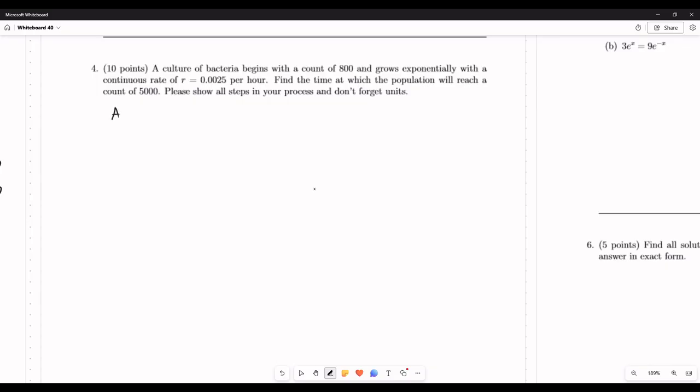So without further ado, we're going to use our model of exponential growth. It's continuous growth, so that means we're going to use A0 e to the power of rt. That's going to be the model that we're using, where A0 is the initial amount and r is the rate of growth. They tell us both those things. The initial amount is 800 bacteria, and the growth rate is 0.0025.